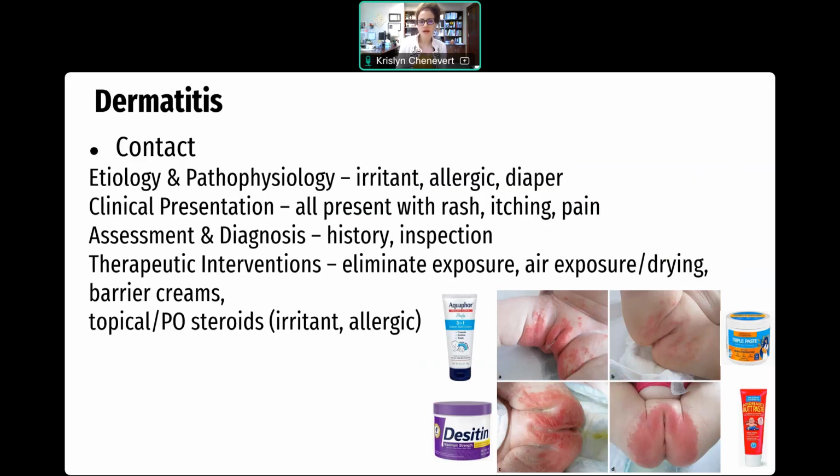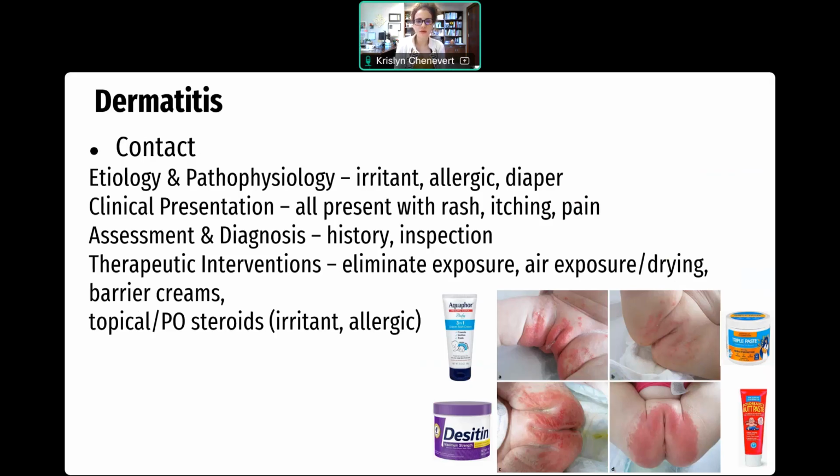Assessment and diagnosis will be by history and then just inspection. In our interventions here, we want to eliminate the exposure if we can, with all the types. We're going to do topical and possibly even oral steroids with irritant and allergic dermatitis. Maybe even some antihistamines to help with the itching and things like that. With all, we definitely want to prevent secondary infection because that can be a complication of all of these.